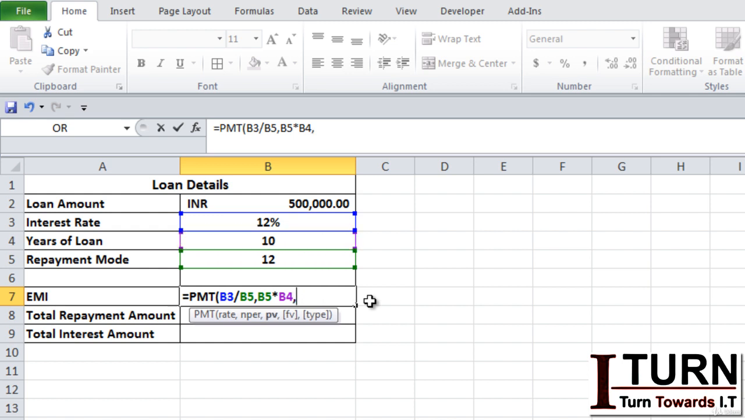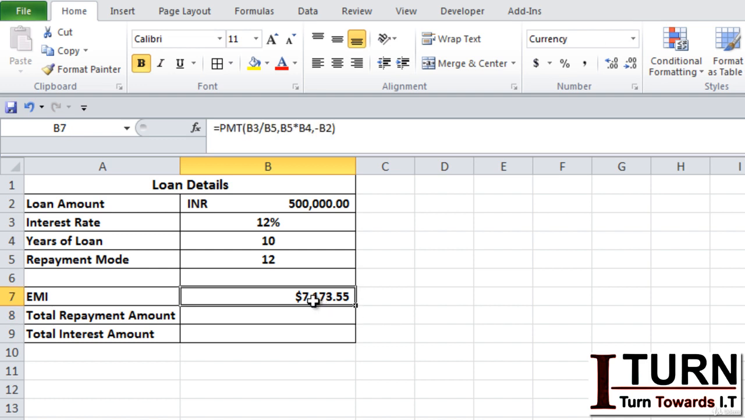comma, and then you need to give PV, that stands for present value, and this means the loan amount. Here as a PV, whatever loan amount you have, you need to give it in minus. The reason is the output of this PMT function will always be negative. So now to convert this into positive, we are going to apply a negative sign here, and then as a present value I am selecting this cell value. That's it. Bracket close, enter.